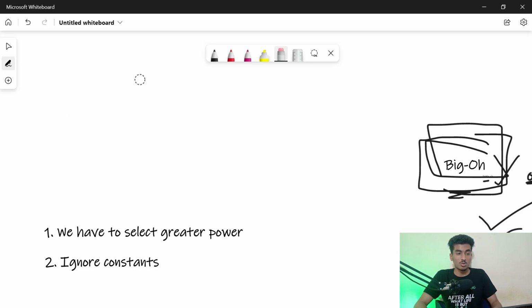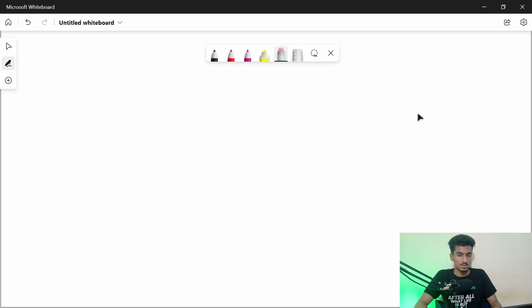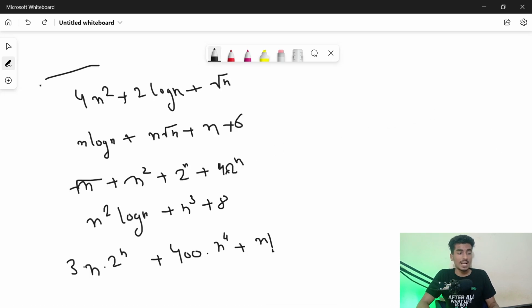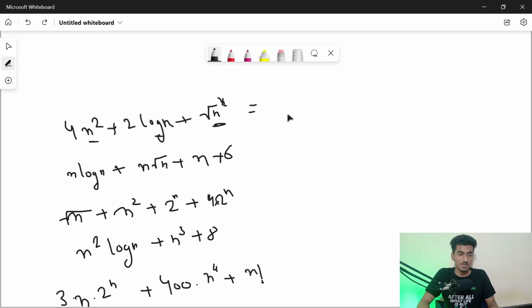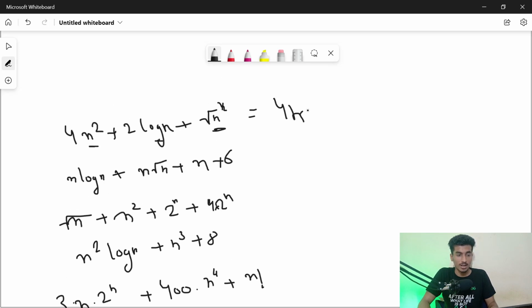Now let me show you some examples of valid time complexities. Let us do some practice and find the big O notation of all these. We have to follow our 2 rules. First of all, we have to take the greatest value, the greatest power. You can see this is square power, this is log n, this is root n, so it is 1 by 2 power here, right? So we first take the greatest value, and that is 4n square. After this step, we have to ignore all the constants. So it is big O of n square time complexity.